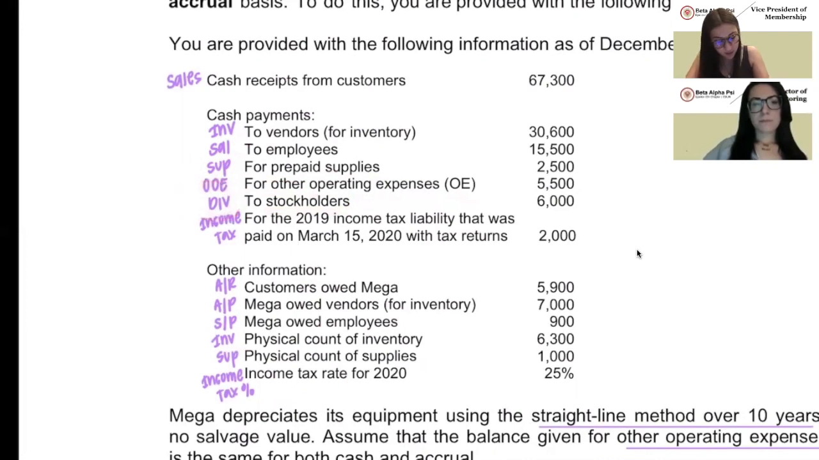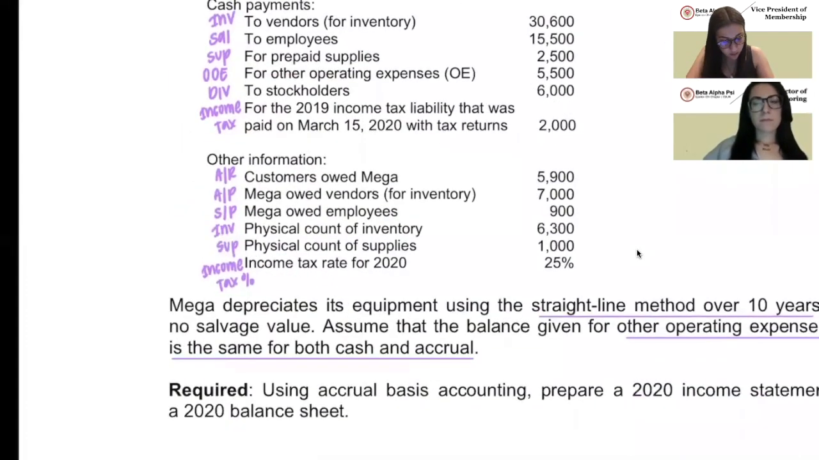And then cash payments for the 2019 income tax liability that was paid on March 15th, 2020, has to do with our income tax expense. Then we have this other information. What customers owed to Mega has to do with our accounts receivable. What Mega owed to vendors for inventory has to do with our accounts payable. What Mega owed to employees has to do with our salaries payable. Physical count of inventory has to do with our inventory. Physical count of supplies has to do with our supplies. And then they give us our income tax rate for 2020.